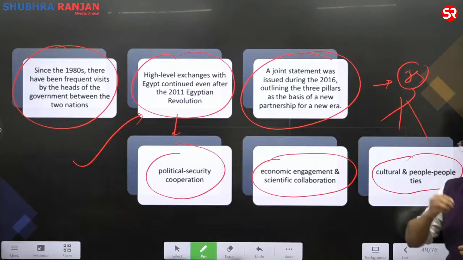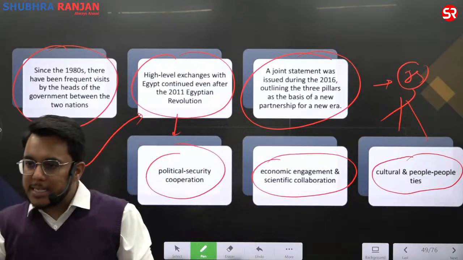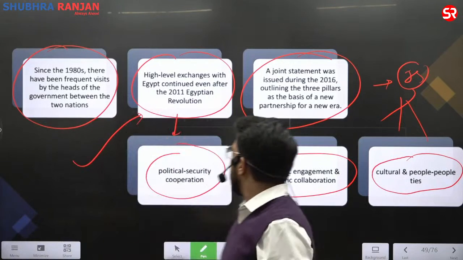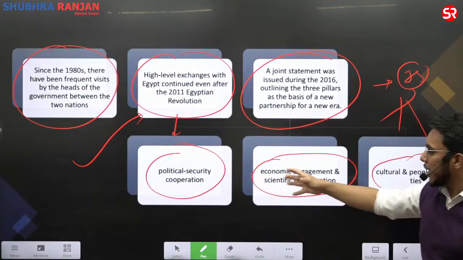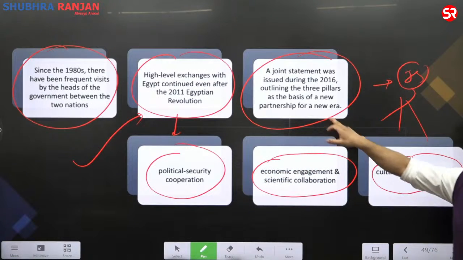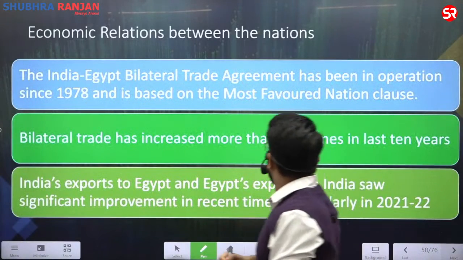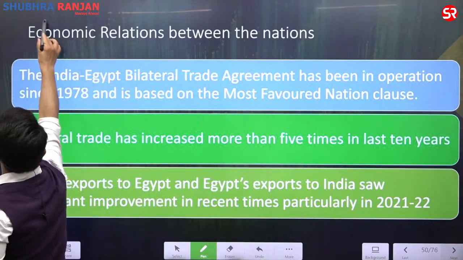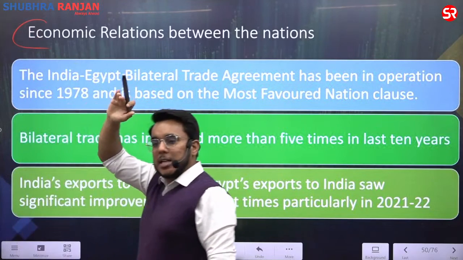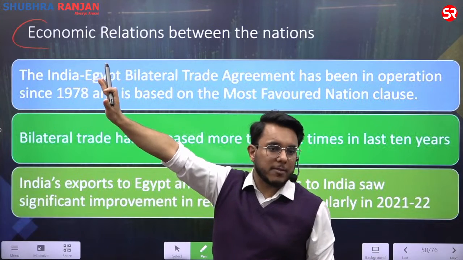So right now, post the Egyptian revolution of 2011, India-Egypt relations are based on three pillars, that is political and security cooperation, economic engagement, and cultural and people ties, which is based on the joint statement of 2016. Is it clear or not? Okay. Now, as we talk about India and Egypt relations, diplomatic relations got established in 1947 itself.